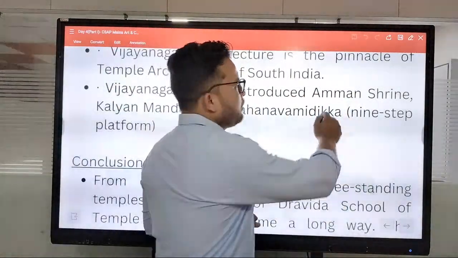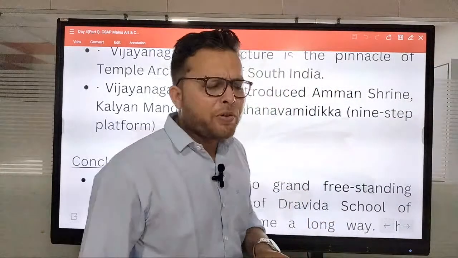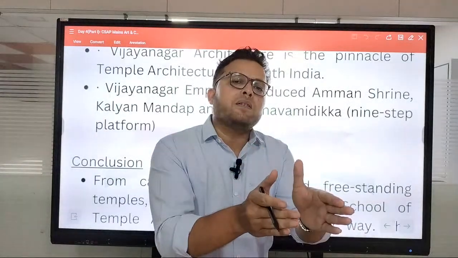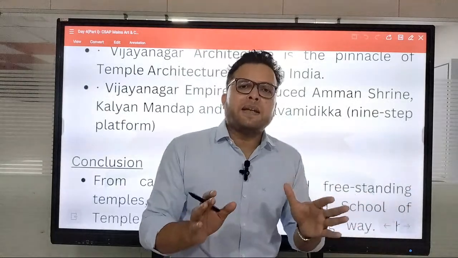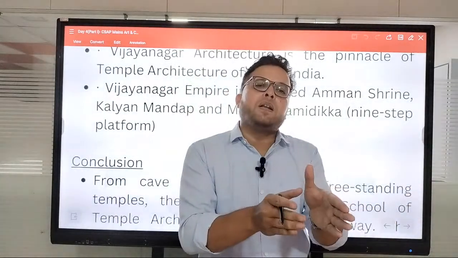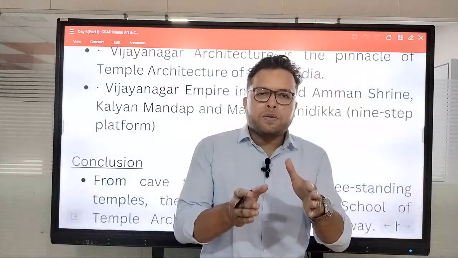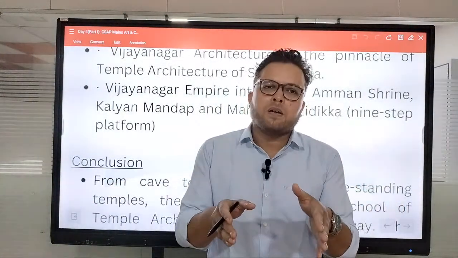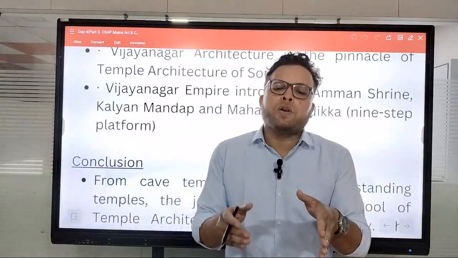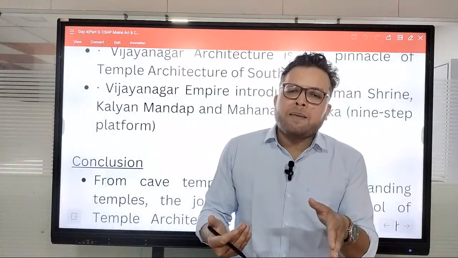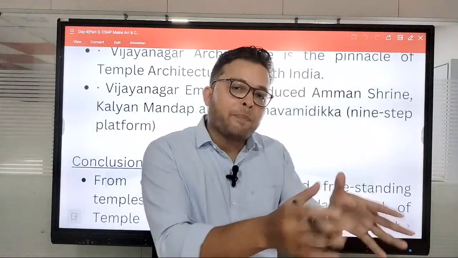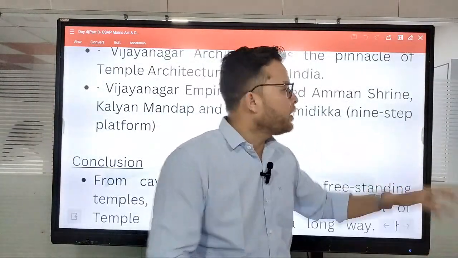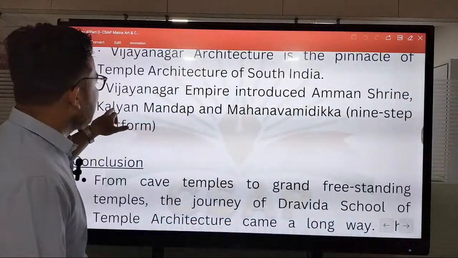What was this Amman Shrine? They used to construct a separate shrine, a separate temple, for the chief goddess, the wife of the chief deity. For example, if the main temple is dedicated to Lord Shiva, then they will also construct a separate temple for Goddess Parvati. So they had a separate shrine for the wife of the chief god, the Amman Shrine.